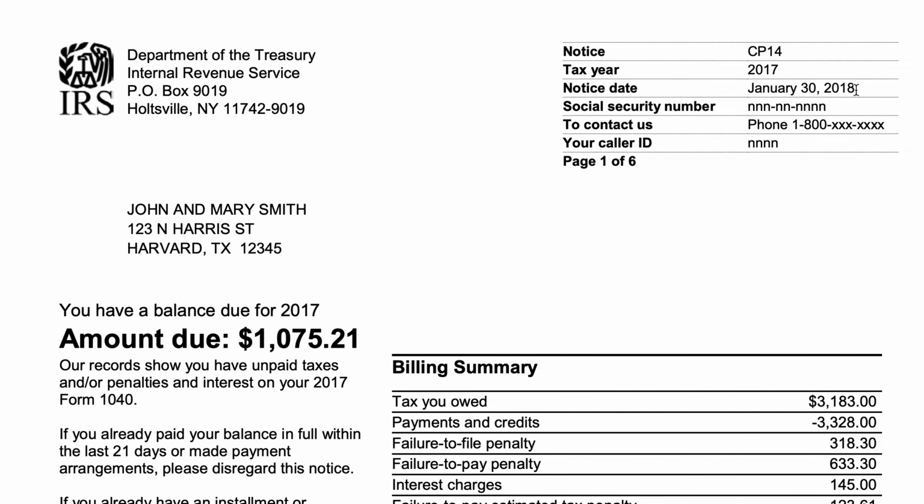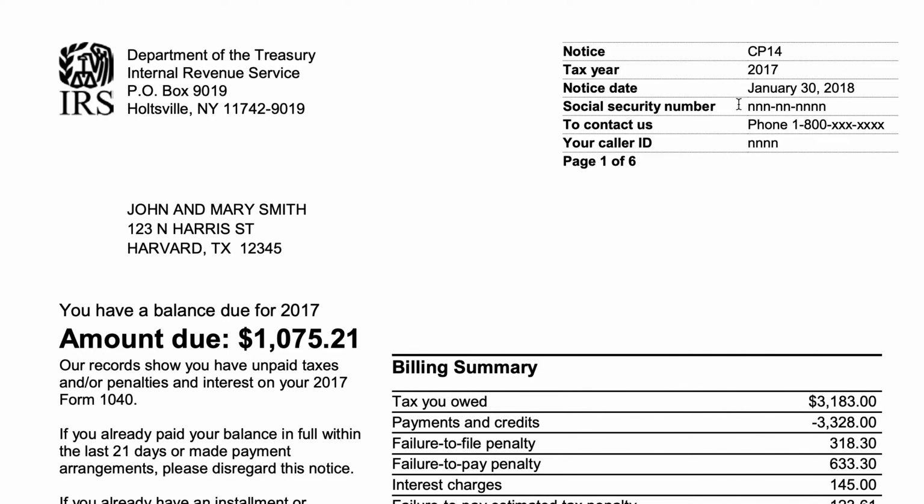According to the IRS website, you should read this notice carefully. It'll tell you how much you owe and how much you should pay. It'll tell you a due date. You can set up a payment plan if you can't pay the full amount that you owe, and you can always contact the IRS if you disagree. But let's break this down a little bit more.